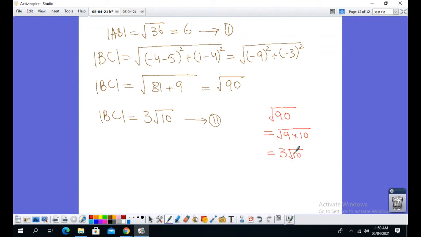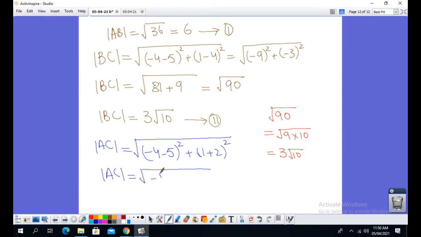On a similar pattern, if we take the distance between A and C, we see that it is minus 4 minus 5 square, according to the distance formula x2 minus x1 plus y2 minus y1. There is a minus with 2, therefore we write a positive sign with 2. It becomes minus 9 square and 3 square. If we take the square of minus 9, it becomes 81 plus 9. After this, AC is 3 square root 10.